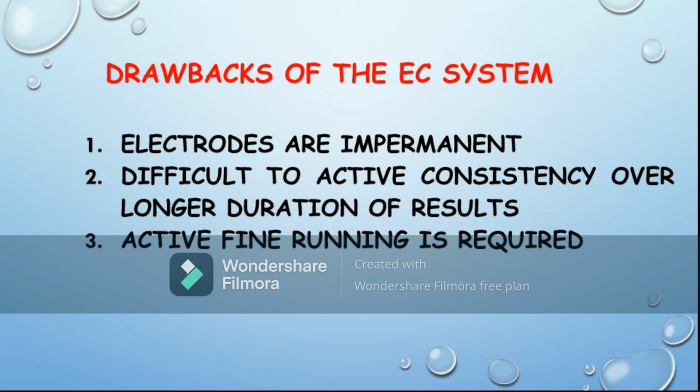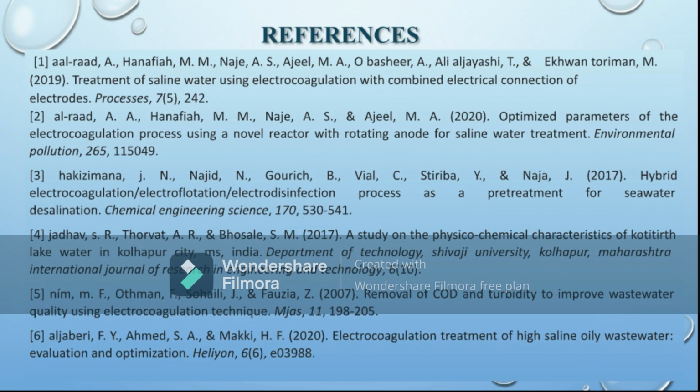These are some drawbacks of the EC system. Electrodes are impermanent, and it is difficult to achieve consistency of results over a longer duration. Active monitoring while running is required. These are some reference papers which we have studied.